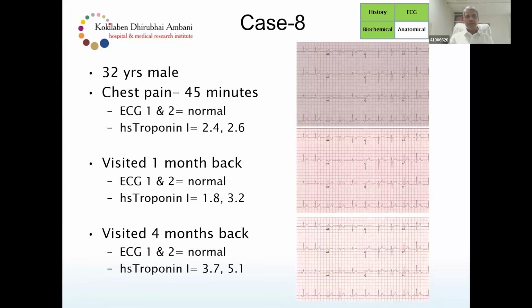So this is an interesting case, a 32-year-old male. He comes with chest pain for 45 minutes. First and second ECG normal, first and second troponin normal. He had already visited 1 month back and did the same tests, which were normal. He had visited 4 months back also, and all these tests were normal. So what do we do now? I mean, how many more visits should this patient pay to the hospital before we give him a final answer?